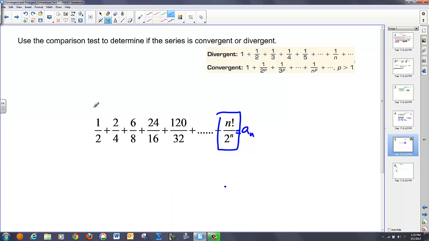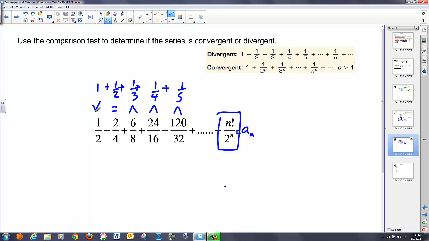So let's compare this to 1, a half, a third, a fourth, a fifth, on down the line. So we know that 1 is actually greater than a half. We know that these two are equal. 6/8 is greater than a third. 24 over 16 is greater than a fourth. Greater than a fifth. And here again we're adding greater than 1 on down the line.